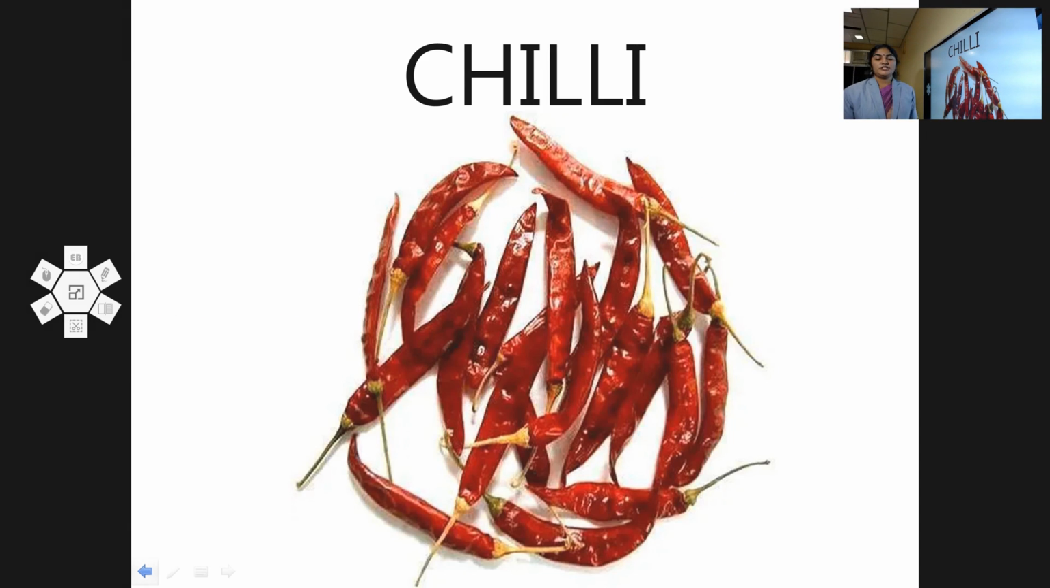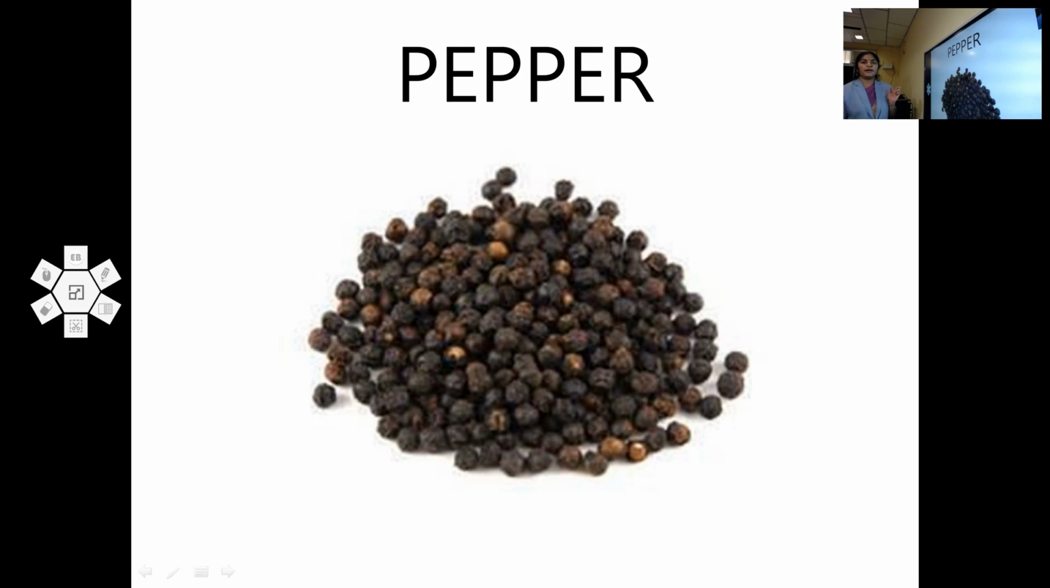Which part is used as a spice here? It is the fruit. Fruit of the plant is used as a spice. We dry it, and we also use it as a fruit itself. Okay? So chili is familiar for you. Easy, no? Okay. The next one, pepper.